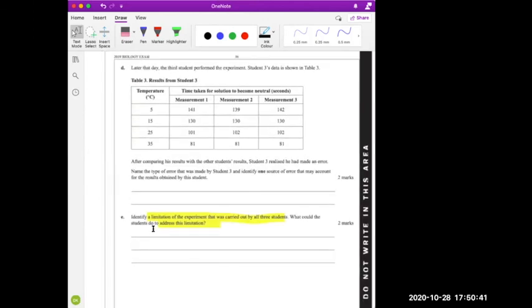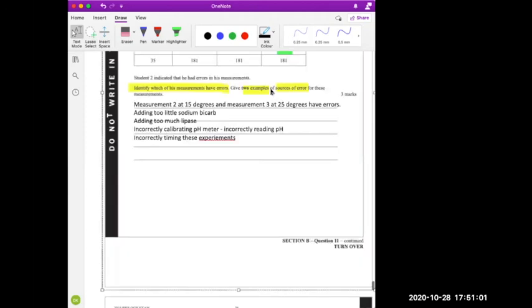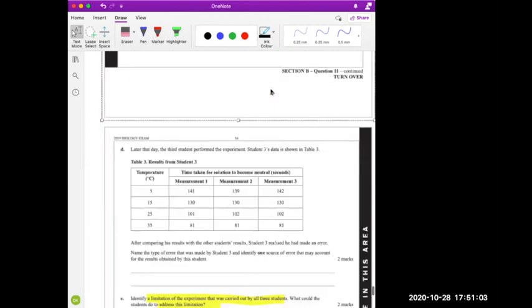Later that day, the third student performed the experiment. Student 3's data is shown in table 3. After comparing his results with the other student's results, student 3 realized he had made an error. Name the type of error that was made by student 3 and identify one source of error that may account for the results obtained by the student. So, let me see.